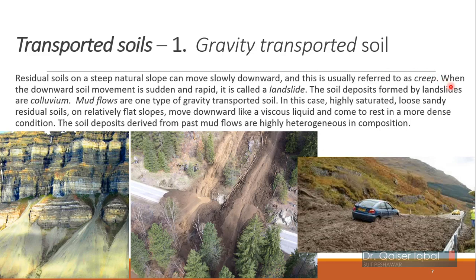Sometimes the downward soil movement is sudden and rapid as well, which is in the form of a landslide, which you can see in the second figure. This is also because of gravity. And soil deposits formed by the landslide are known as colluvium.